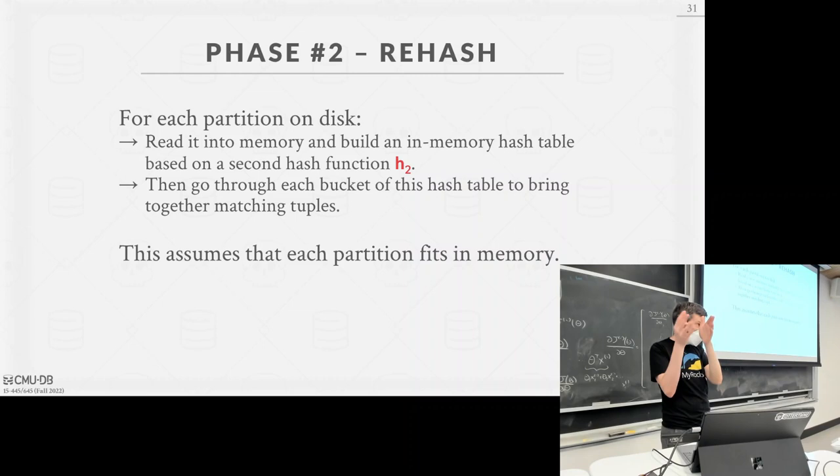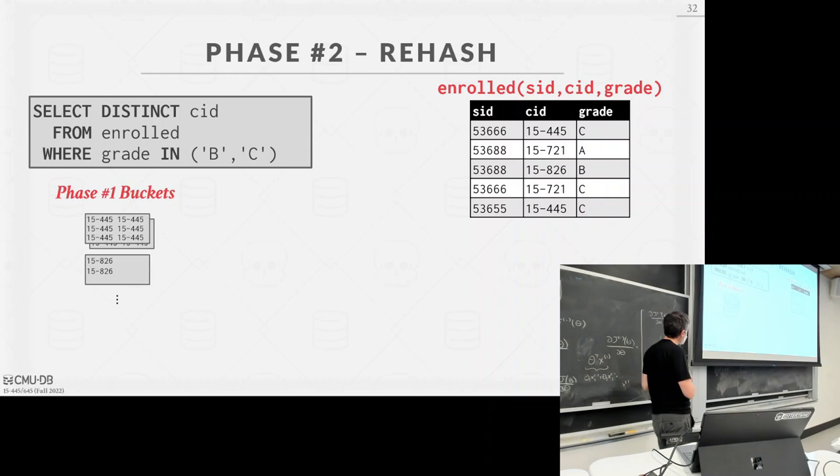So we go back here. Here's our phase one buckets. And we're going to bring in B minus one partitions. We bring in the first page, scan through it sequentially, use another hash function, and build out the hash table to do whatever we want to do.